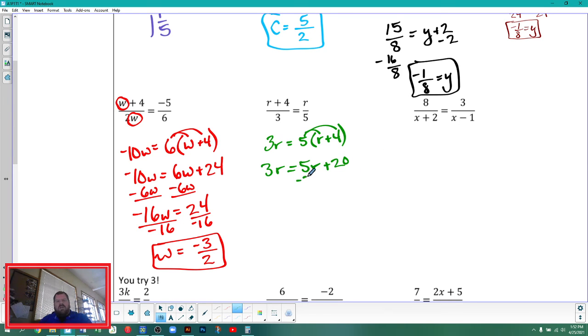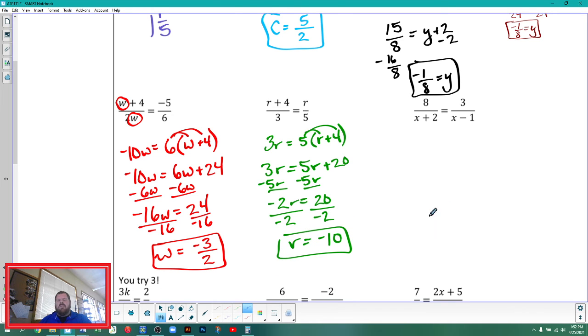Move your R's to the same side, which we covered last unit. So we're still working on that. I don't expect that we're perfect at that, but we should be somewhat competent. And we get R is equal to negative 10.